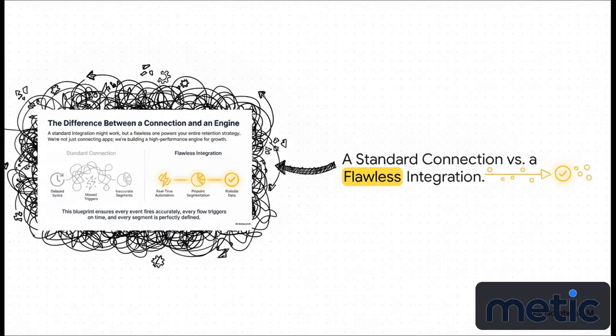On the left, you've got what most people have, the standard connection. It's a tangled mess, right? Syncs are delayed, triggers get missed. It's just not reliable. But on the right, that's our goal, a flawless integration. It's clean, direct, and delivers real-time automation and data you can actually count on.